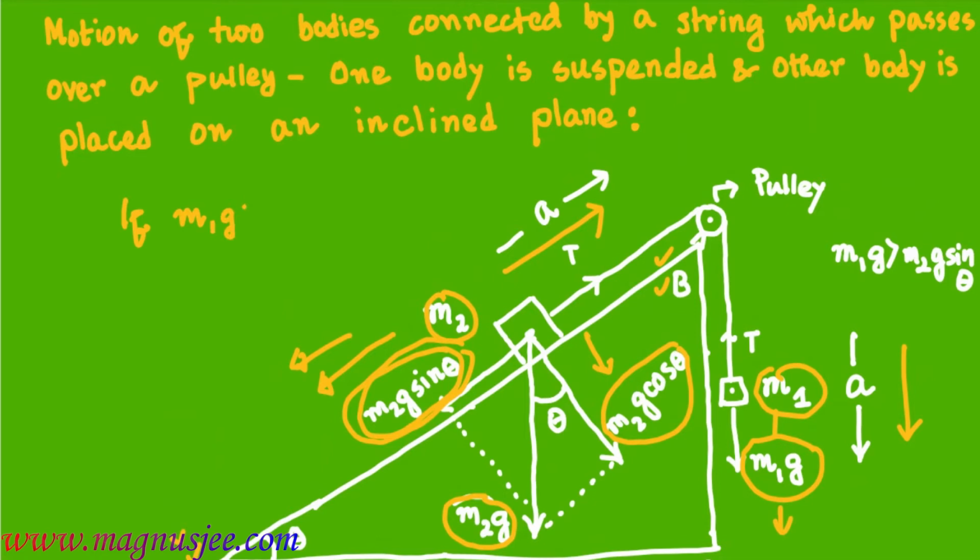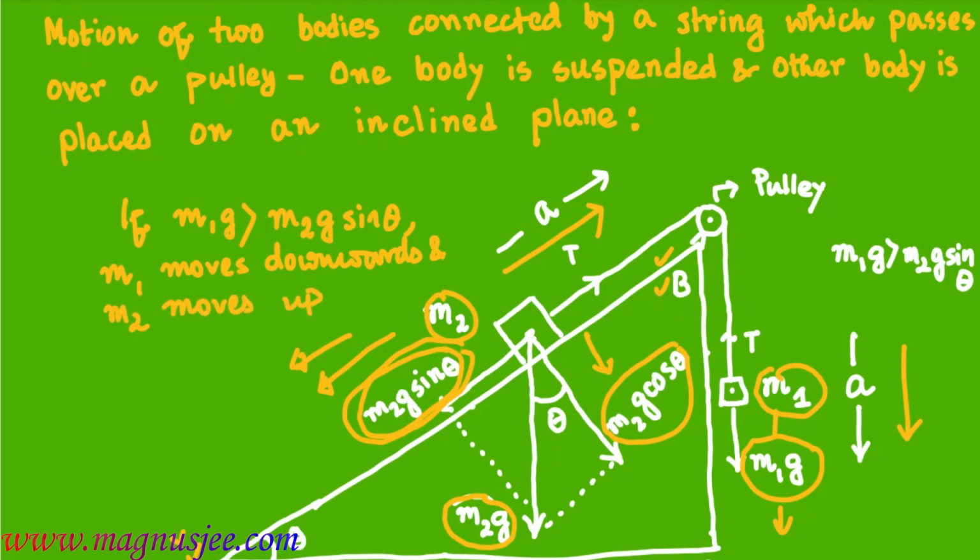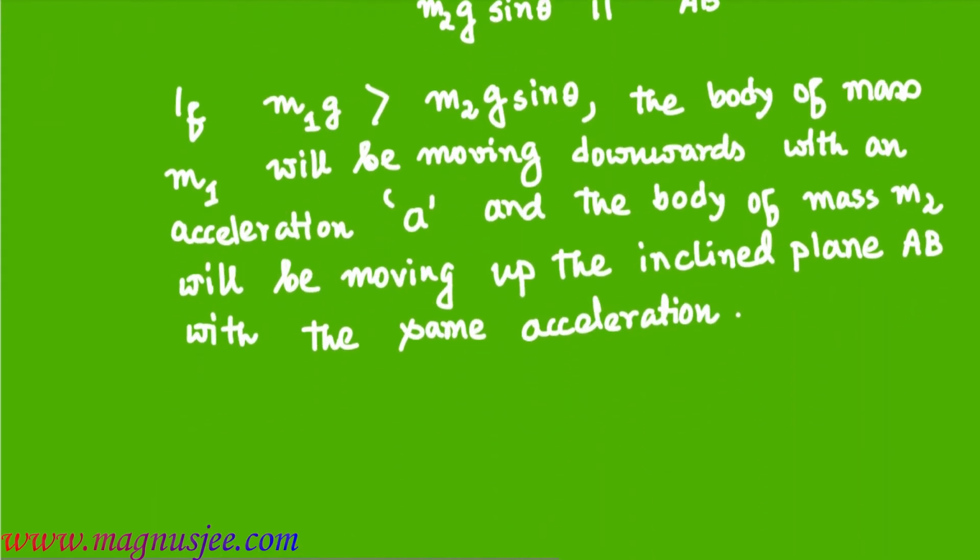If m1g is greater than m2g sin theta, that is, if the weight of the body of mass m1 is greater than the rectangular component m2g sin theta of the body of mass m2, then m1 will move downwards and m2 will move up the inclined plane AB with the same acceleration. So this is the condition that decides which body will move downwards and which body will move upwards.